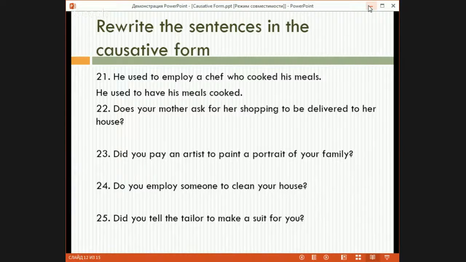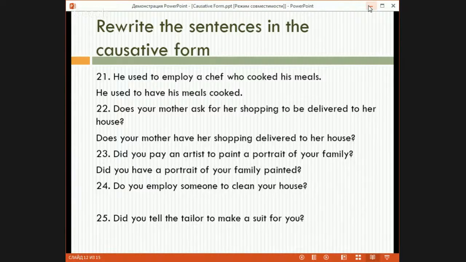Does your mother ask for her shopping to be delivered to her house? Does your mother have her shopping delivered to her house? Did you pay an artist to paint a portrait of your family? Did you have a portrait of your family painted? Do you employ someone to clean your house? Do you have your house cleaned? And did you tell the tailor to make a suit for you? Did you have a suit made?